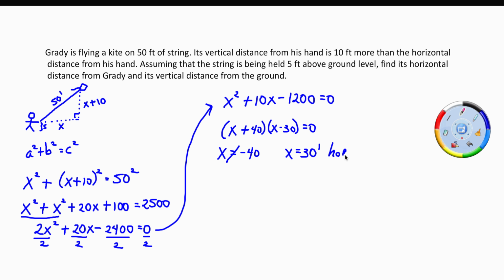That's the horizontal distance. And then we also want the vertical distance from the ground. Well, the vertical distance to his hand is x plus 10, but then he's holding it 5 feet above the ground. So the vertical distance is x plus 10 plus 5. And if we know x is 30, right, then we have 30 plus 10 plus 5, or 45 feet from the ground.